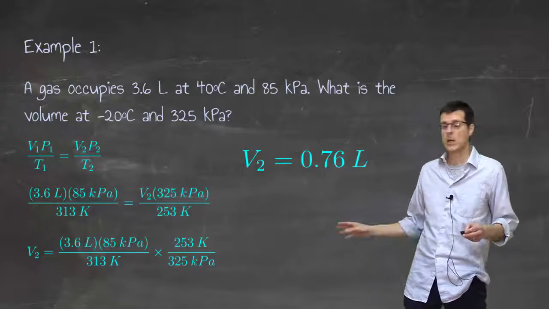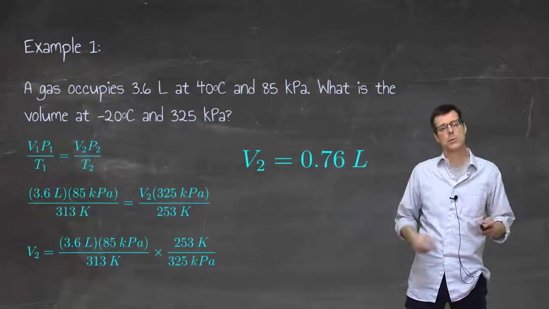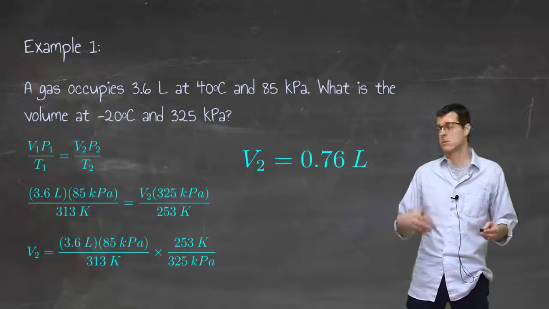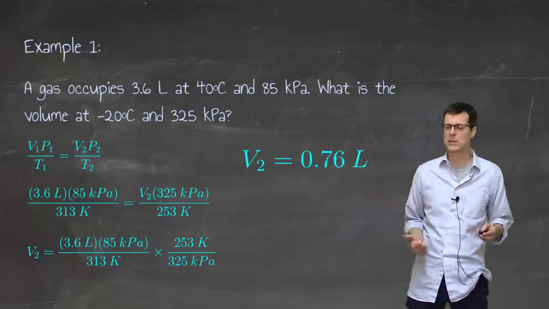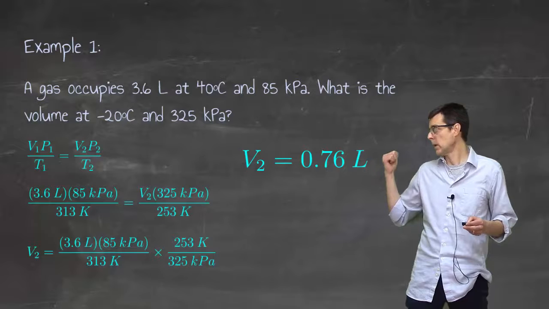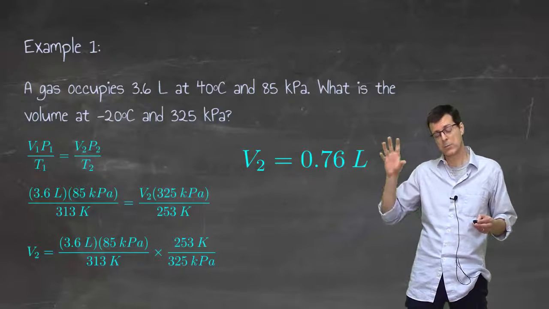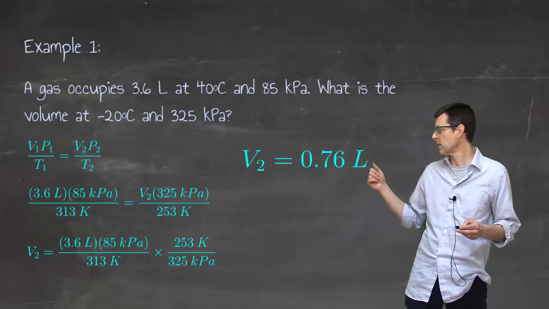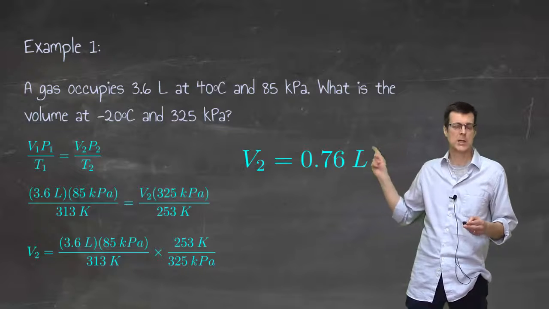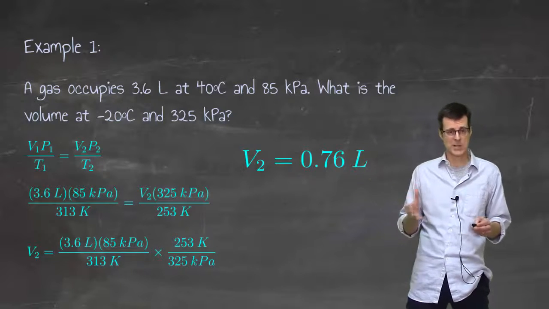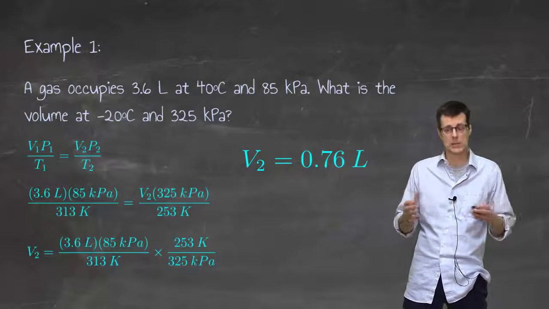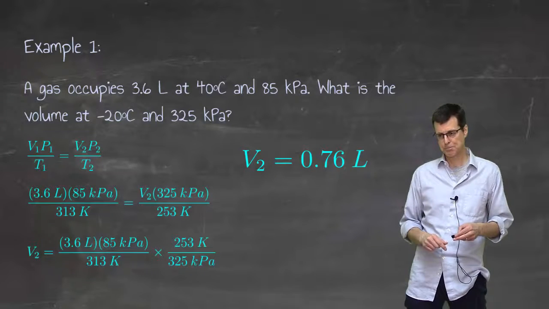Second point, I like to carry units all the way through the calculations. You don't need to. I think it's easier when we're doing examples like this for you to see the units. You can track them back a little bit easier. But to finish that point, you do need to have a final unit on your final answer. So 0.76 is not enough. 0.76 liters is enough.